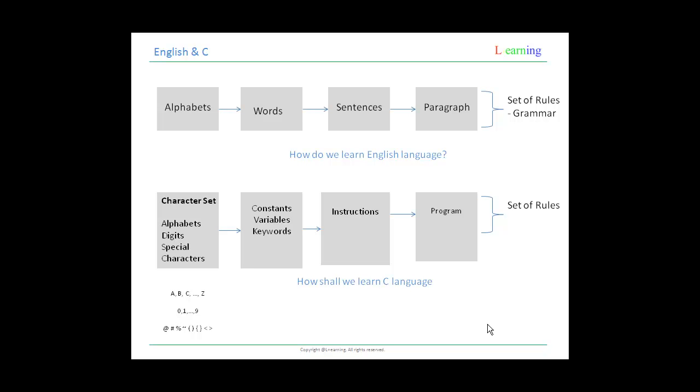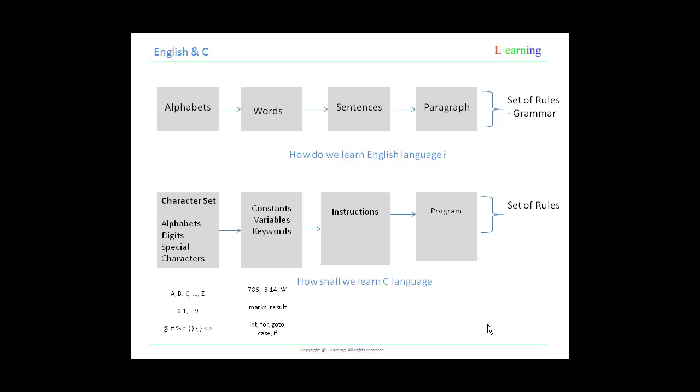Now once we know the character set of C, using proper combination rules and meanings, we can form the constants, variables and keywords. For example, if you look at constants, 786 is a constant, it's an integer constant. Minus 3.14 is a float constant. A is a character constant. So there are many ways in which a constant can be formed.